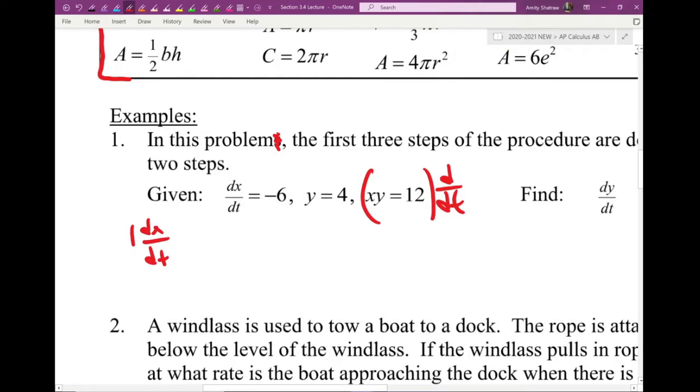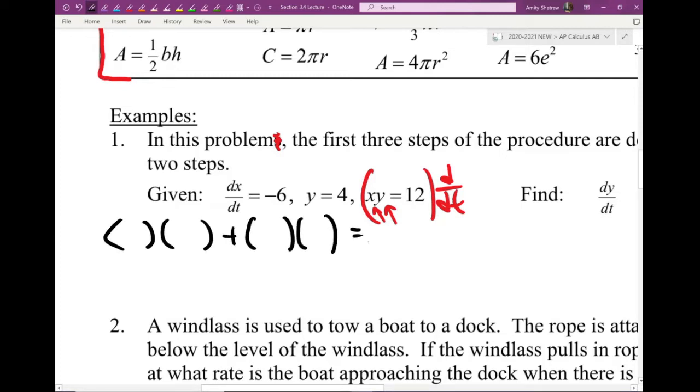And then I also have, okay, so when I start taking the derivative of this, remember how I think of this as a product? Then I really have x times y, and I need to use the product rule. So the product rule says I should have something times something plus something times something. And by the way, I'm going to go ahead and say that the derivative of 12 is 0. So I know I'm going to get a 0 over there.